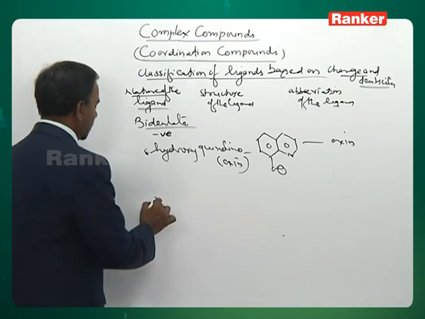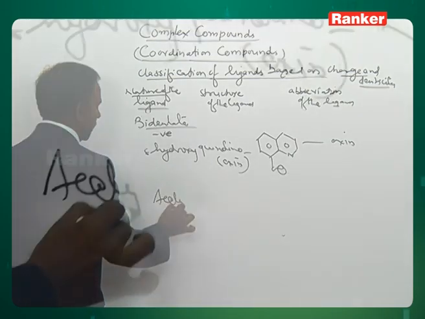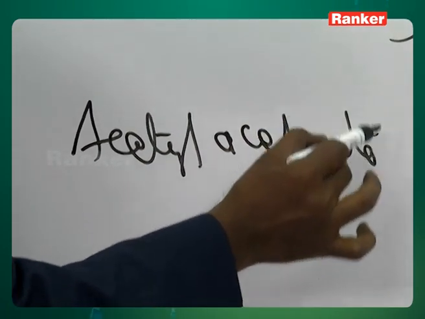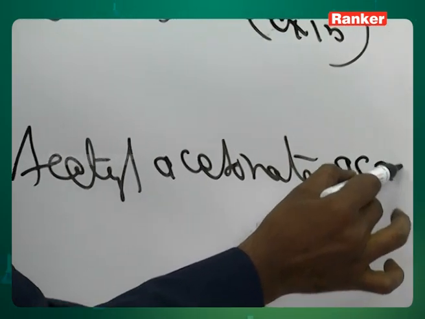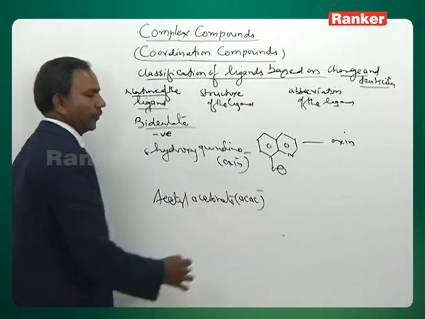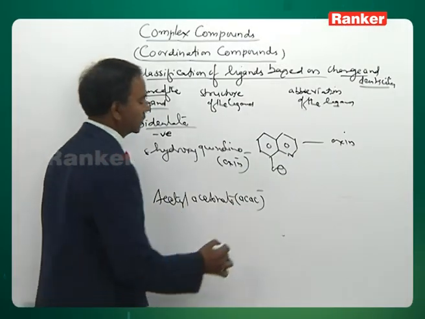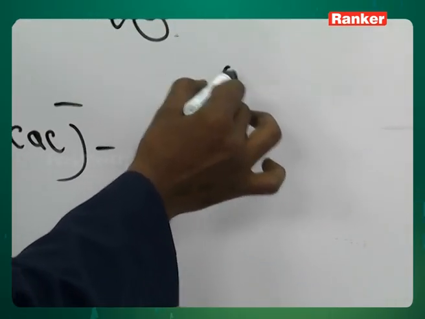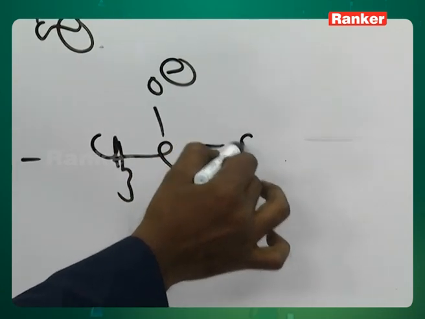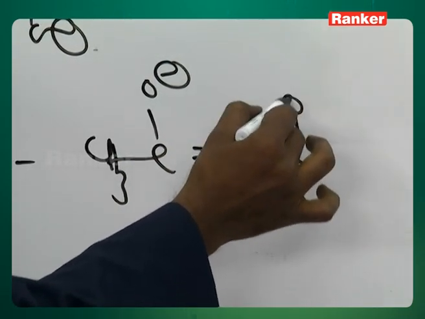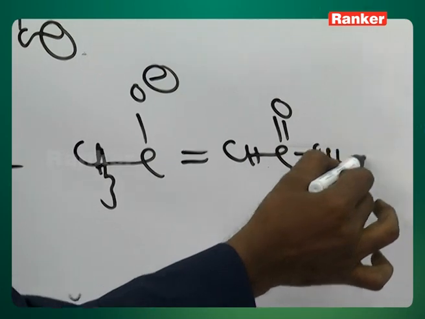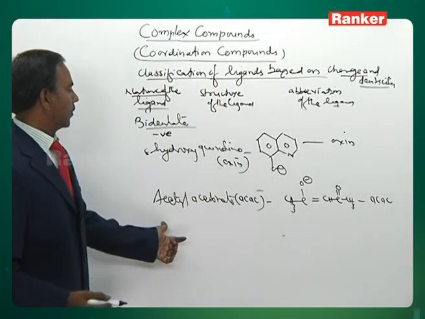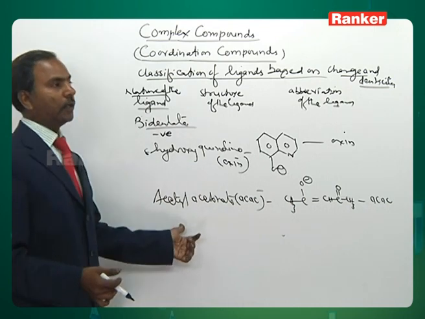Next one, acetylacetonato. This is ACAC minus. The structure of this particular ligand is important to remember: C single bond O, double bond CH, C double bond O, CH3. This is ACAC. Like this, some of the important negative bidentate ligands.